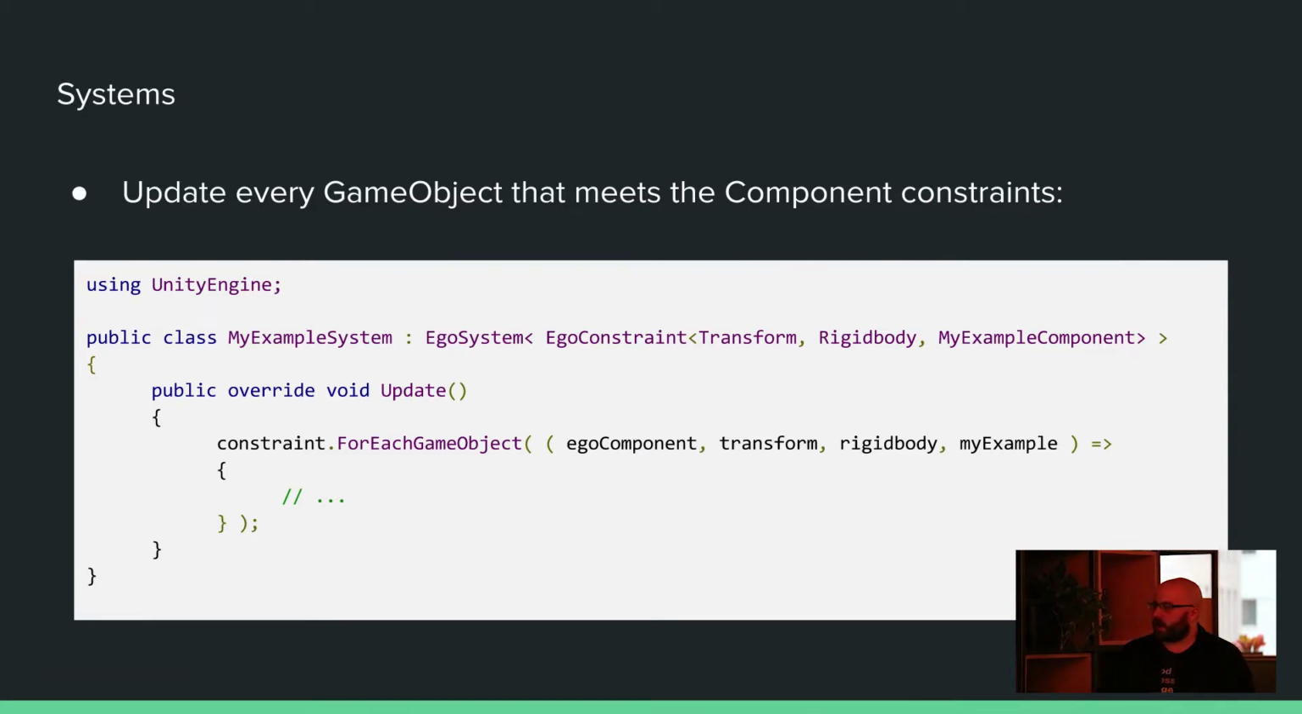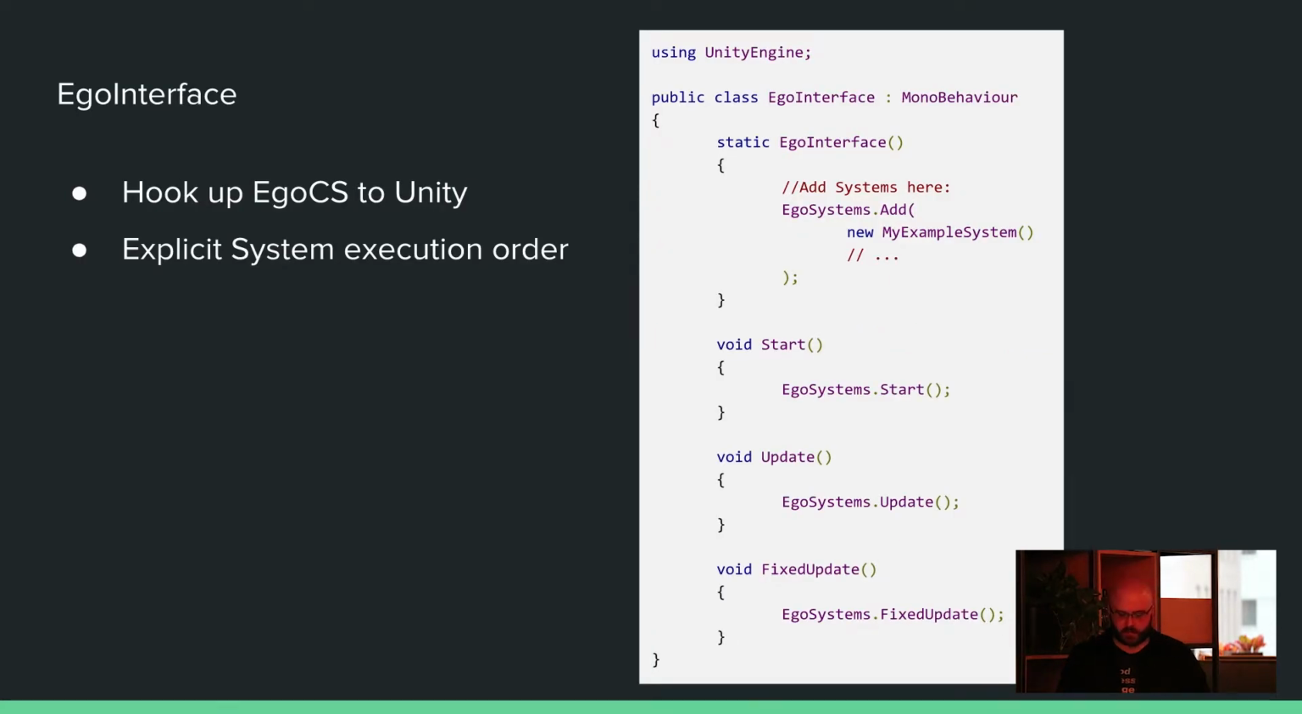In whatever way you wanted. This first argument here, this ego component, that's a helper component in EgoCS that uses a bit mask behind the scenes to keep track of what components are attached to what. It's there to allow EgoCS to keep track of what's going on.